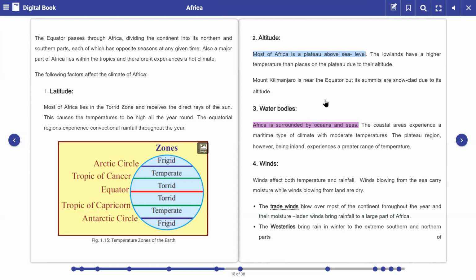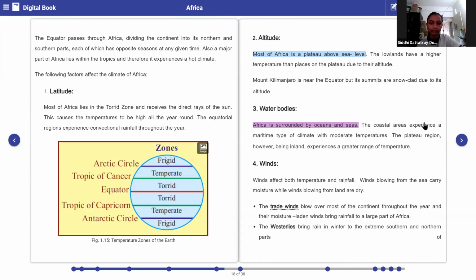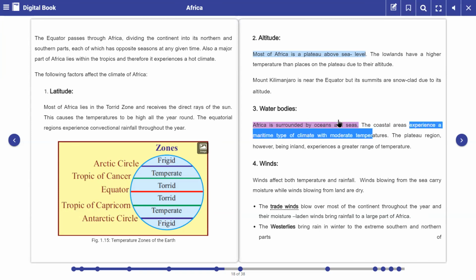What type of climate do they experience? A marine type of climate with moderate temperature. And what is the reason? The reason is that Africa is surrounded by oceans and seas. The plateau region, however, being inland, experiences a greater range of temperature. Okay, and the plateau region is experiencing what? A greater range of temperature.